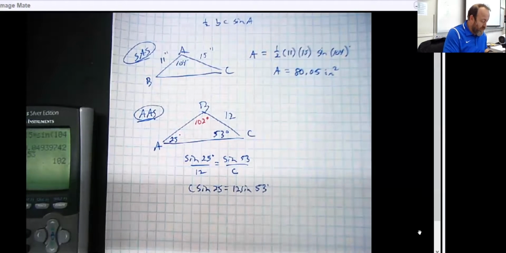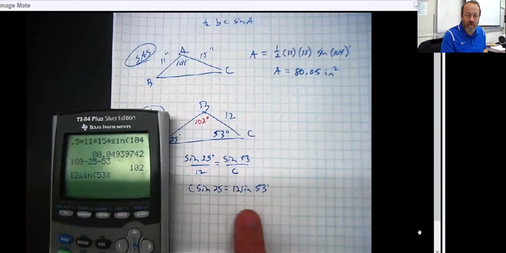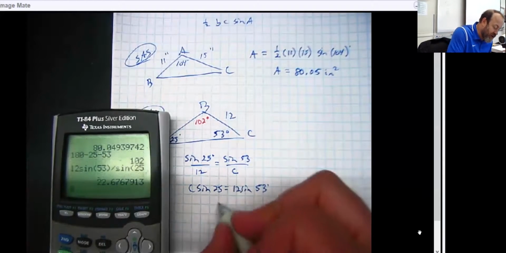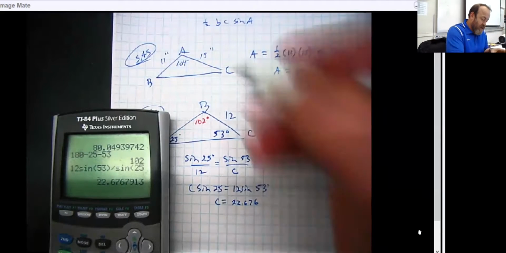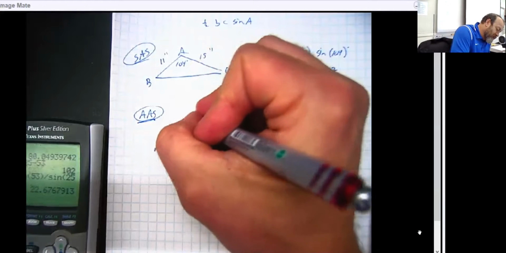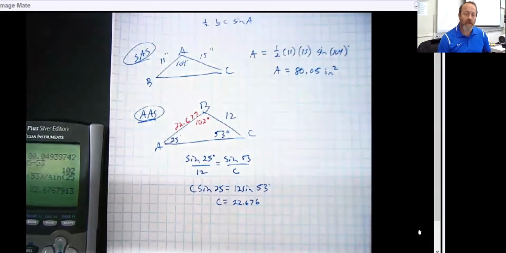So this would be 12 sine 53 divided by the sine of 25. And I just found that little c is 22.676, or 677, I guess, would be a better one.